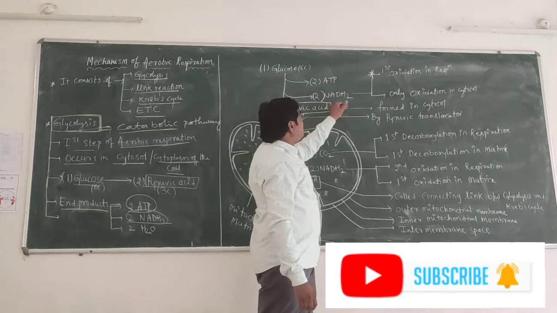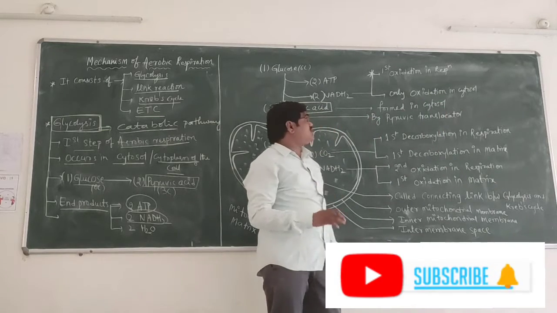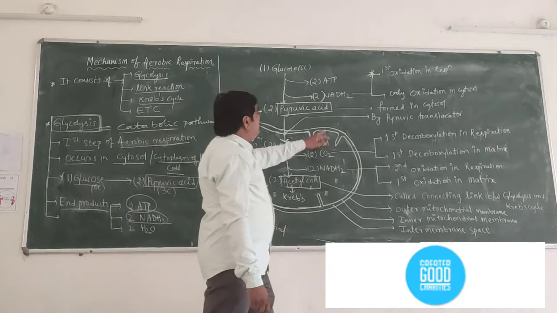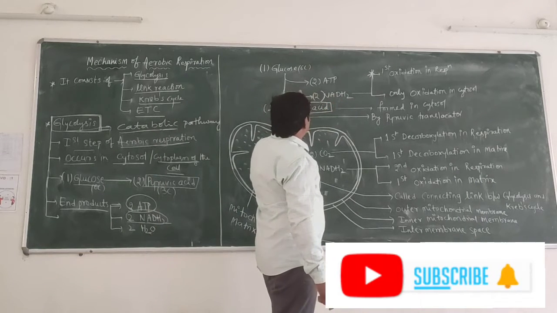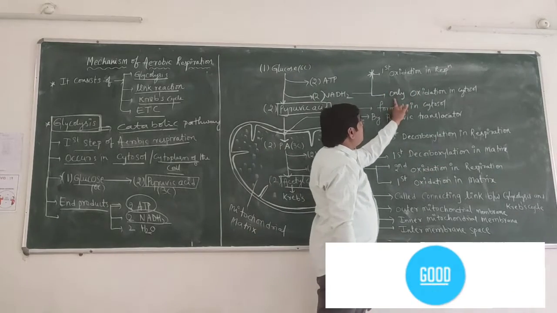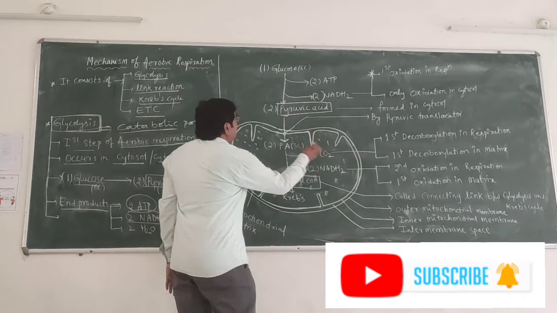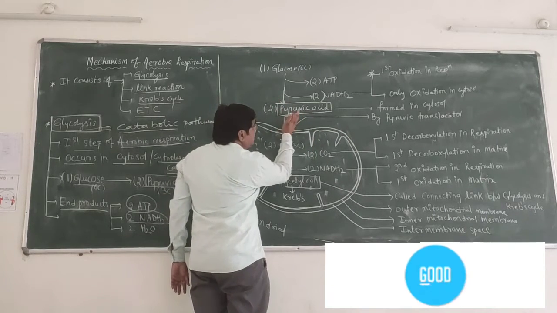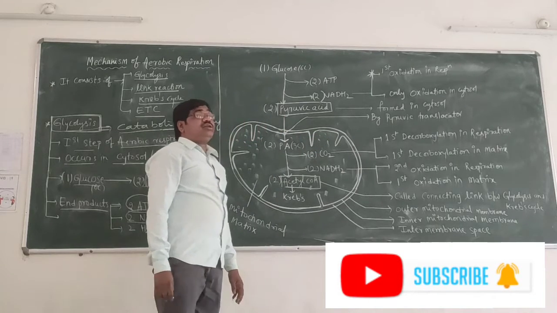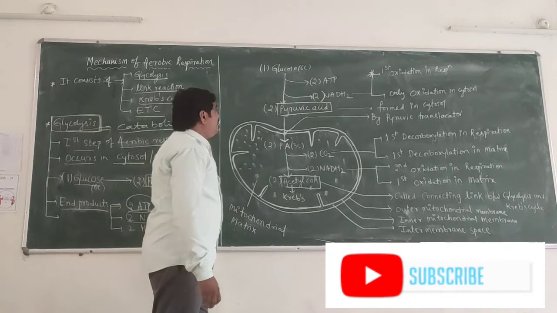The two molecules of NADH2 produced during glycolysis are the first oxidation in respiration and the only oxidation in the cytosol. Next, the two molecules of pyruvic acid undergo oxidation. That reaction is called the link reaction.